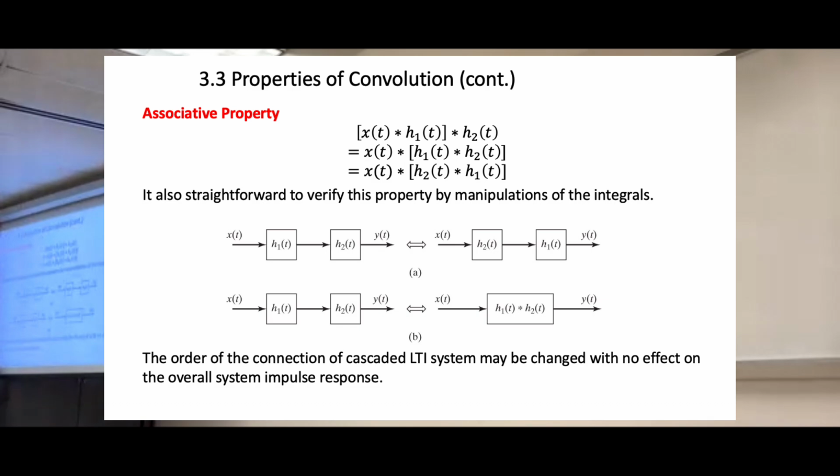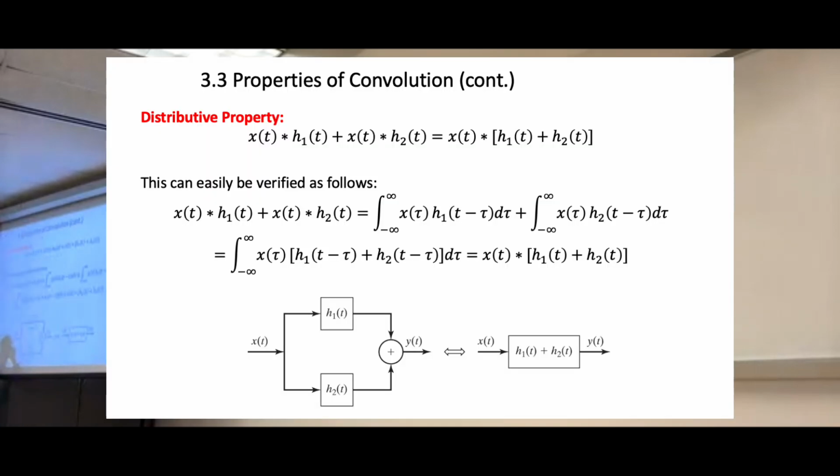That is the same. Associative property: if we have impulse responses h of t, h1 of t, h2 of t, we can switch them around. And then we have the distributive property. We can distribute x of t into multiple h of t, or if you have multiple h of t, you can factor out x of t.